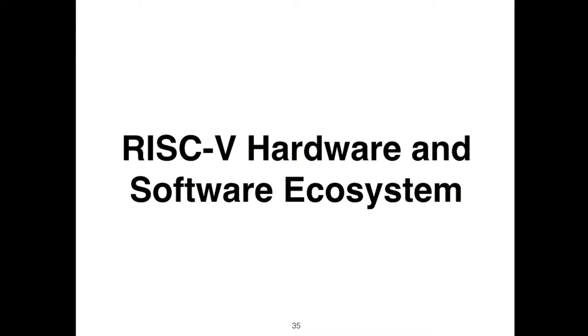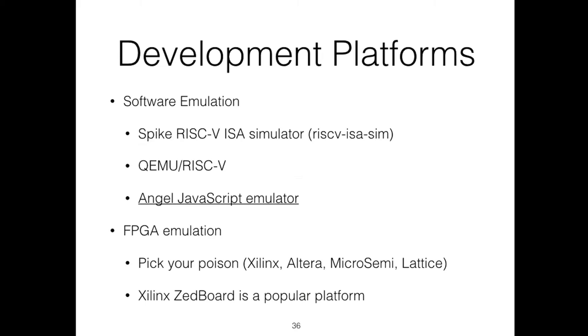So that's the ISA at a high level. Now we'll talk a little more about the hardware and software ecosystem: what cores are there, and what software exists.